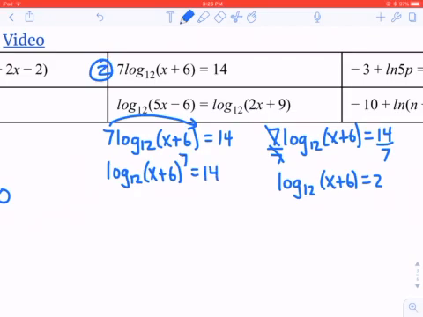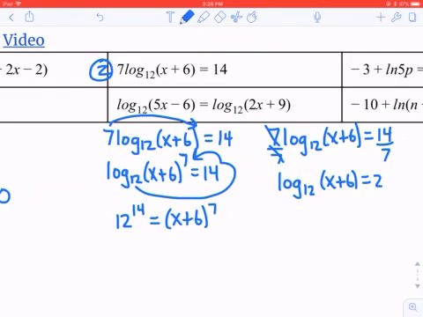So then I'm just going to finish it this first way, and then I'll do the second way in a minute so you don't get confused, hopefully. So we have log base 12 of x plus 6 to the 7th equals 14. Now we would need to rewrite this in exponential form. So 12 to the 14th power would equal x plus 6 to the 7th power.